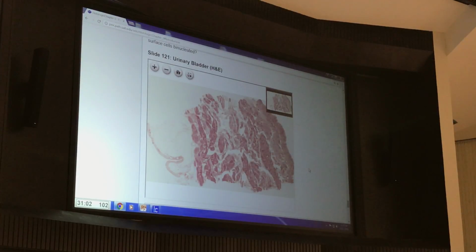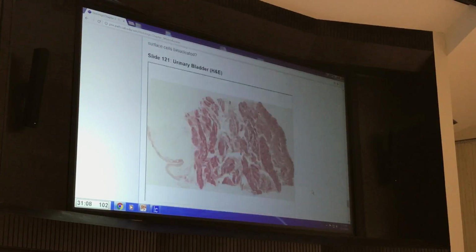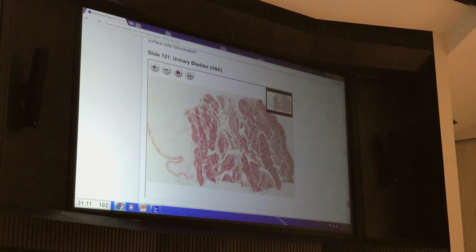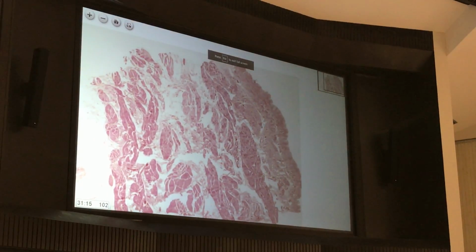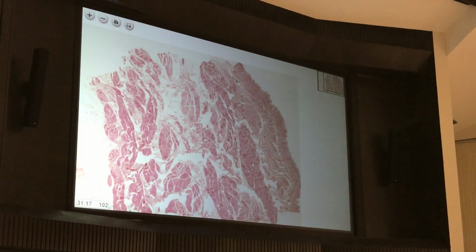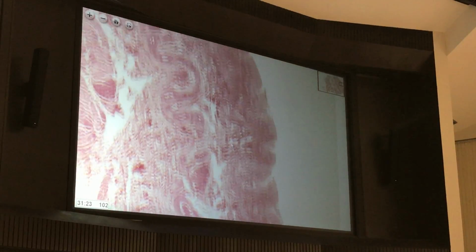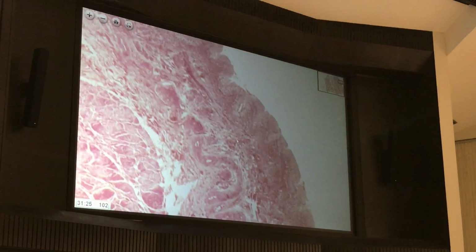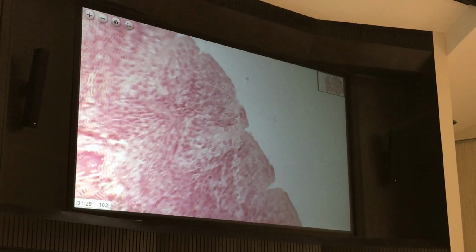Where we're gonna find transitional. Urinary system, right? Ureters, bladder, and urethra. So, we're gonna look out here. The lumen, this is all many, many bands of smooth muscle. Here's a nice little area here.